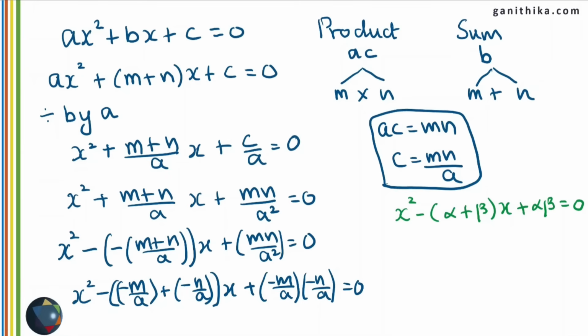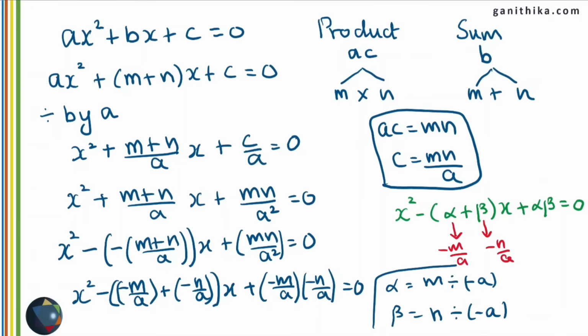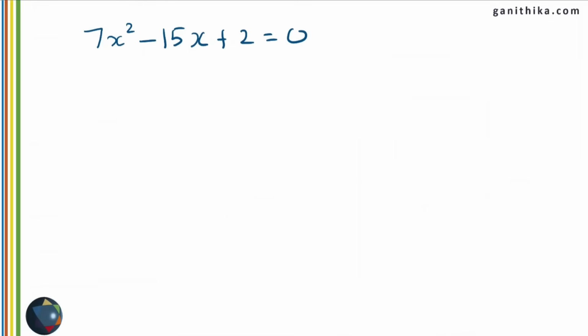So you can now compare the equation in green with the last equation that we just did, in which case alpha is negative m over a and beta is negative n over a. Therefore, alpha is m over negative a and beta is n over negative a, which means that m and n are the numbers that we found for product and sum, and if we divide them by negative a, we get alpha and beta, which are the roots of the equation. So it does work for any general equation ax² + bx + c. So let's continue and check this out.